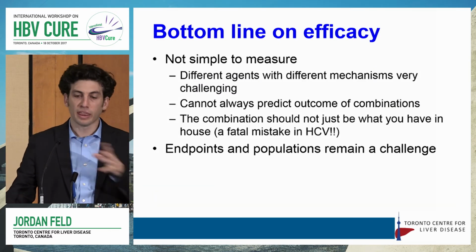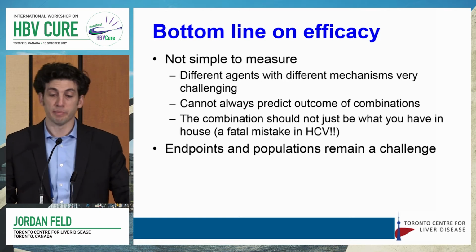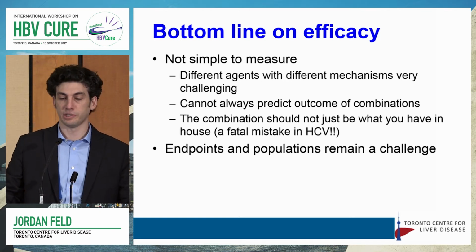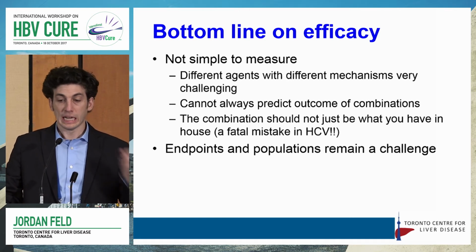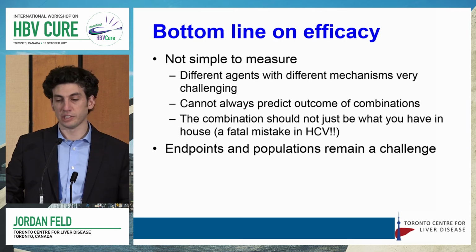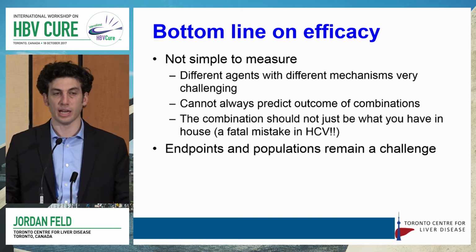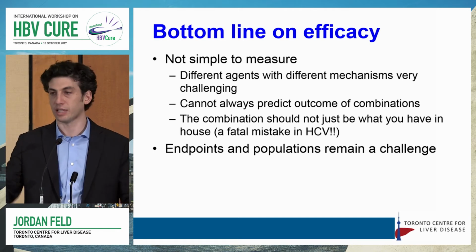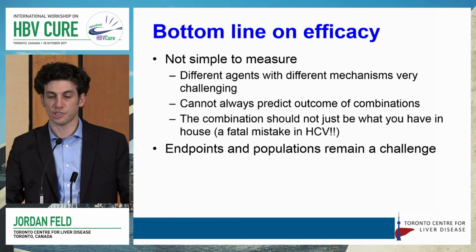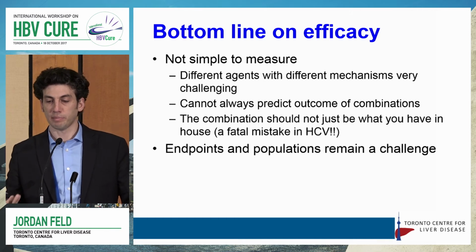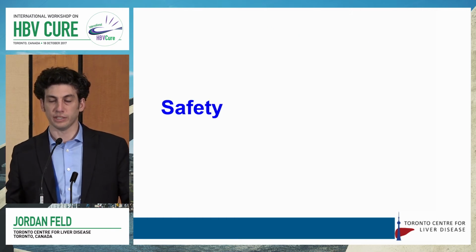So the bottom line, when we think about efficacy, it's really not simple to measure. Different agents with different mechanisms may be very challenging. You can't always predict the combinations or the outcome of combinations, and the combination that you should choose should not really be just the one that you have in-house. And I hope I made the case that was a fatal mistake, at least in Hep C. And then the endpoints and the populations continue to be a challenge.